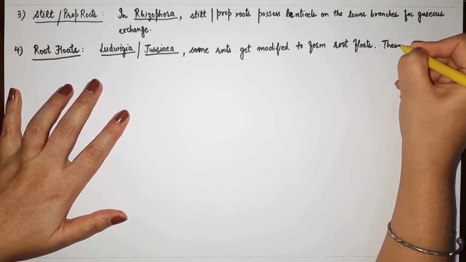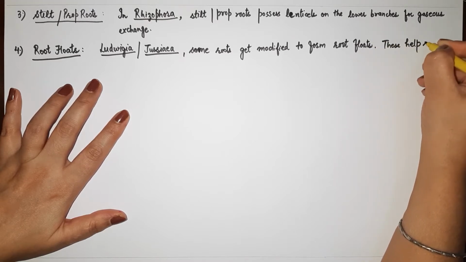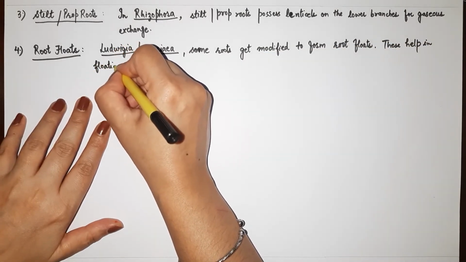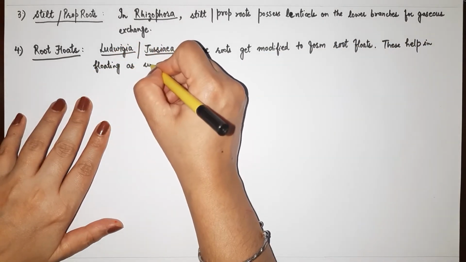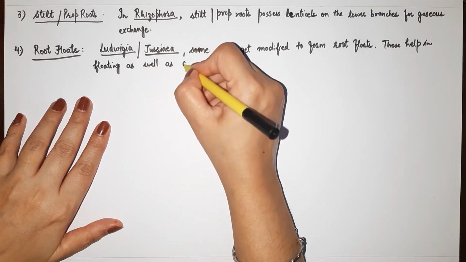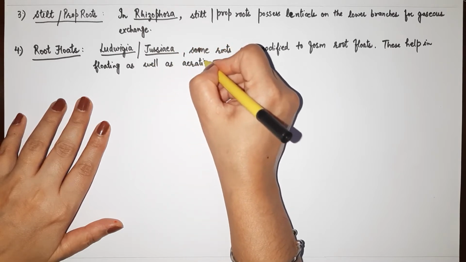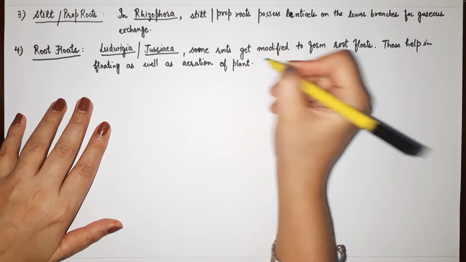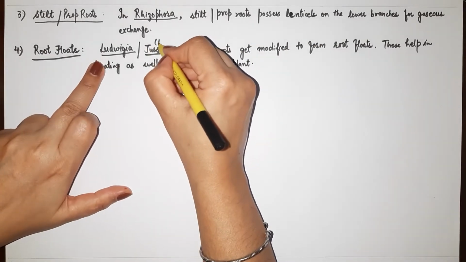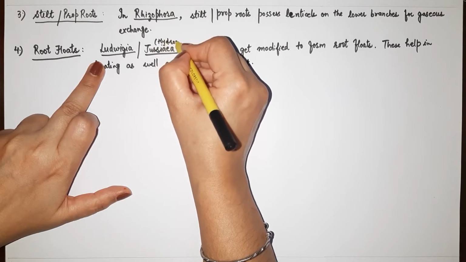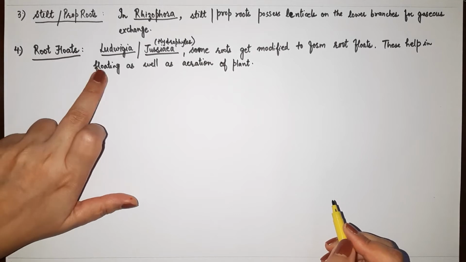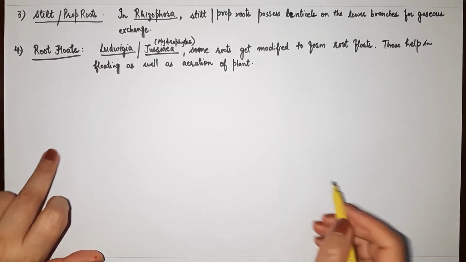These help in floating as well as aeration of the plant. Okay, so basically this is a hydrophyte. So there also roots are helping in respiration. So you need to mention this example.